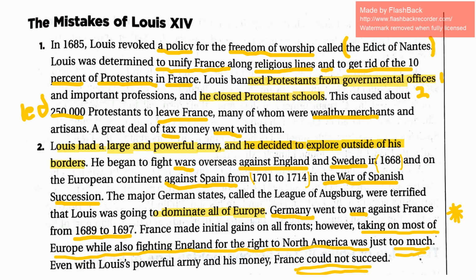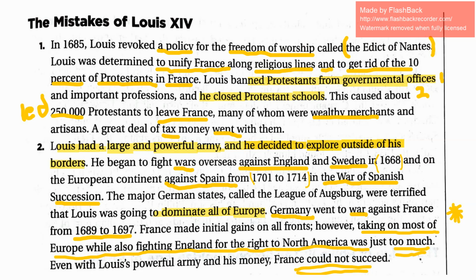It started in 1668, and then he went to war against Spain, which they called the War of Spanish Succession. We're going to talk about it within a minute. It lasted from 1701 until 1714. And finally, Germany. Germany was scared that he would go abroad and start fighting them. That was the League of Augsburg war, from 1689 to 1697. So we're talking about a long period of time, from 1668 until 1714.